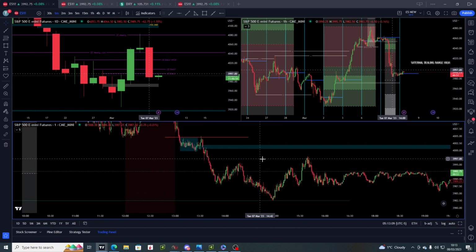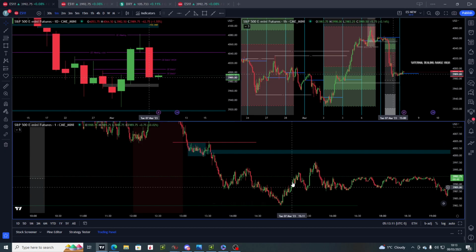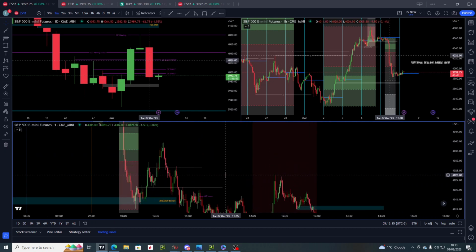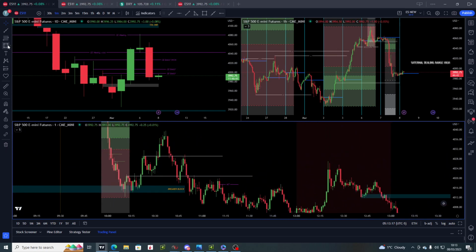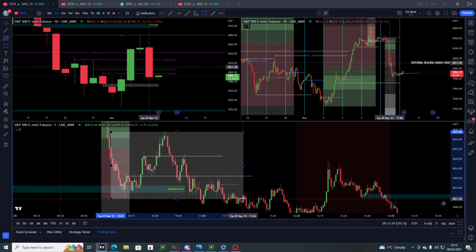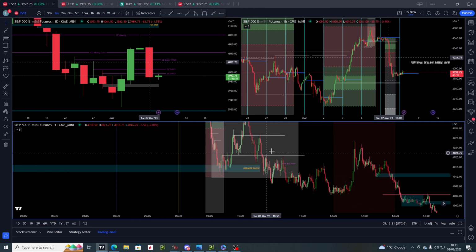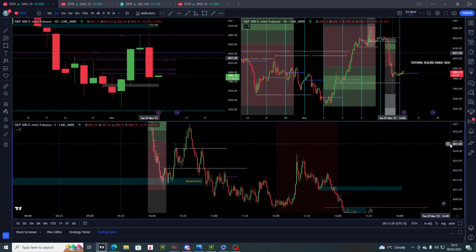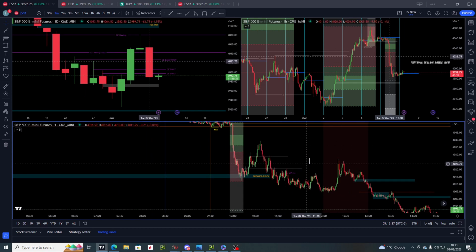Why? What gave me the confidence to stay in this? Because of this piece of price delivery. This gave me the confidence to stay in. That is a reclaimed order block. It's a market maker sell model. It's reaccumulation on this instance to drive the market lower.